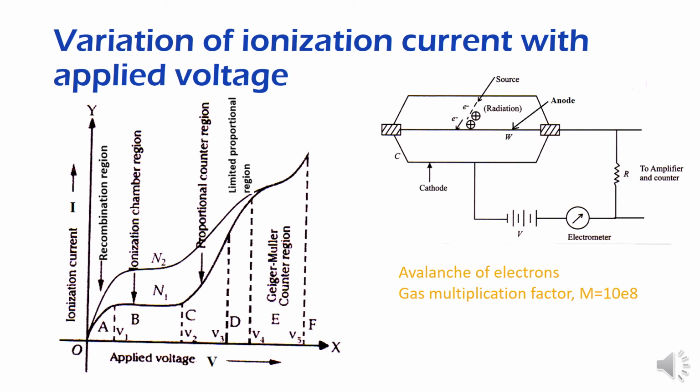The current no longer depends upon the primary ionization, and the two curves overlap one another. Here we do not have two different curves; the two curves merge into a single curve. Now this particular voltage region, between V4 and V5, is called the Geiger-Müller counter region.